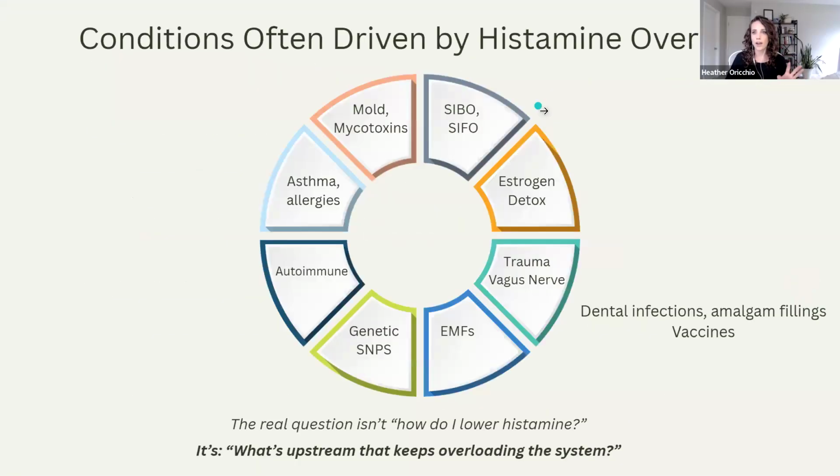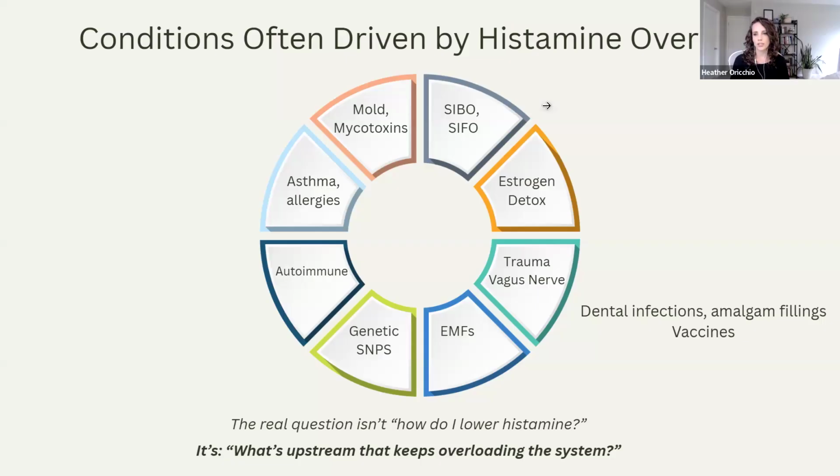So with the conditions that are going to drive histamine overload, these are all the things that we're going to try to check for. So mold and mycotoxins, definitely top of the list. SIBO, small intestinal bacterial overgrowth, small intestinal fungal overgrowth. Estrogen detoxification. So I didn't just want to put estrogen dominance, we really want to know how is their liver detoxing.